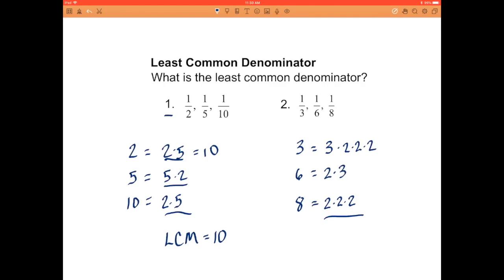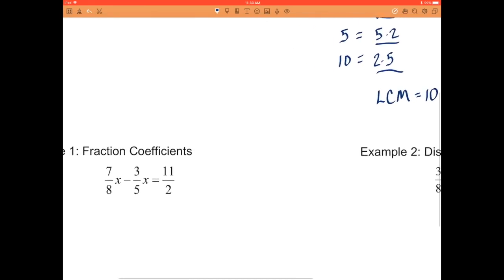And then our number 6 here is 2 times 3, so it's missing just 2 2's. And then our 8 is missing the 3. So when we put it together, we have 3 factors of 2 and a factor of 3. If you multiply that all together, you're going to end up with 24. So our least common multiple for those is going to end up being 24. It's the same thing as saying what number do they all go into, but this is the mathematics behind it in case you need to do it. All right, moving on to our first example.